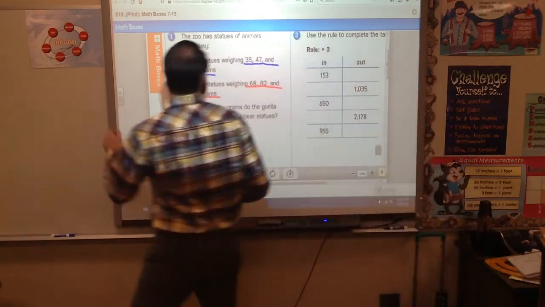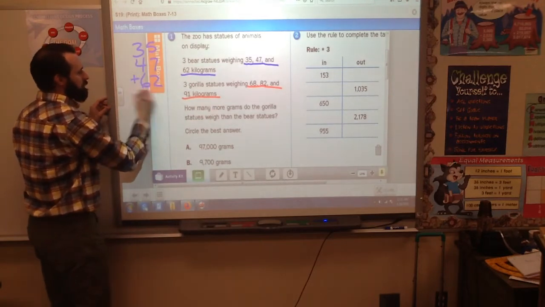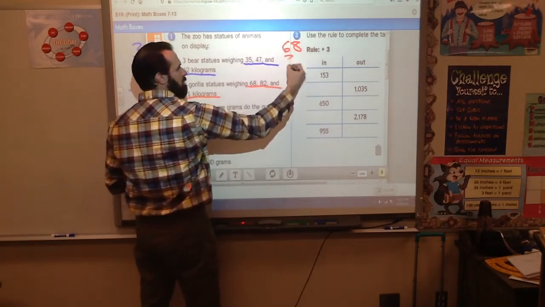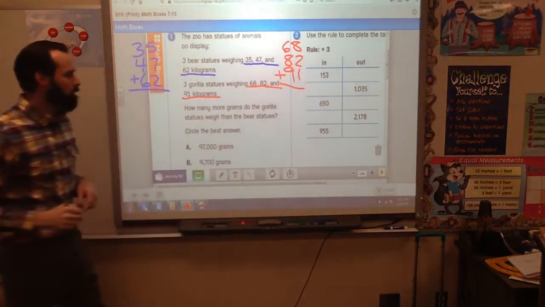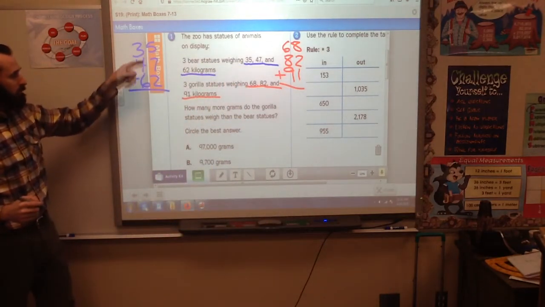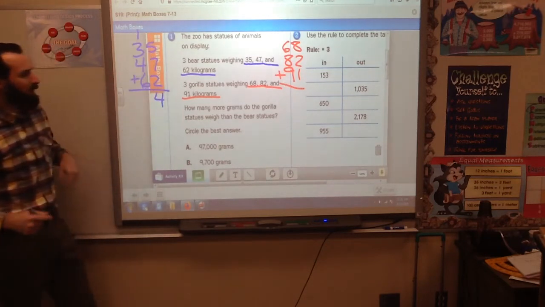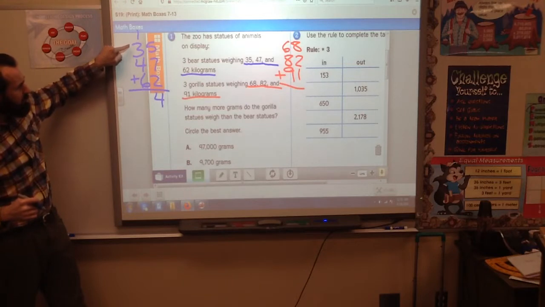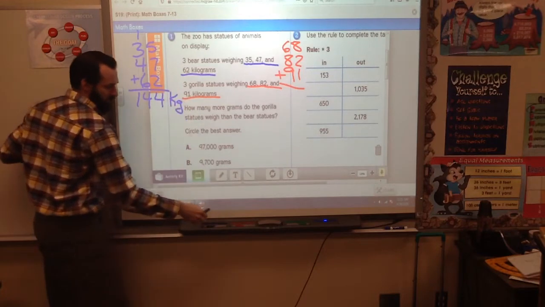So when we add up the bear statues, we'd have 35, 47, and 62. Add those up. And then for the gorilla statues, you have 68, 82, and 91. So if you haven't done those, do that now. On this one, 5 and 7 is 12, 2 more is 14, so I put my 4 down, carry my 10. I always look for ways to make 10 if I can. 6 plus 4 is 10, 3 more is 13, 1 more is 14. So the bear statues are 144 kilograms.